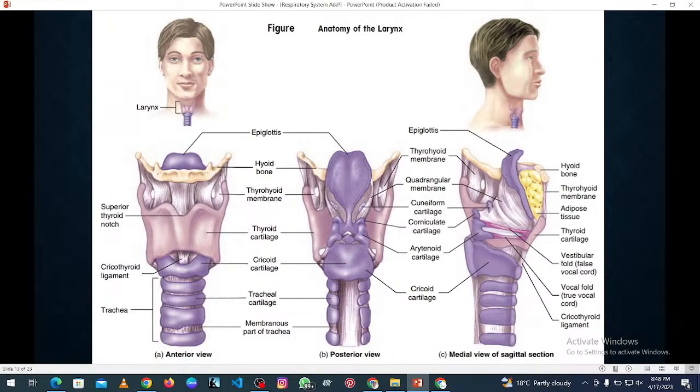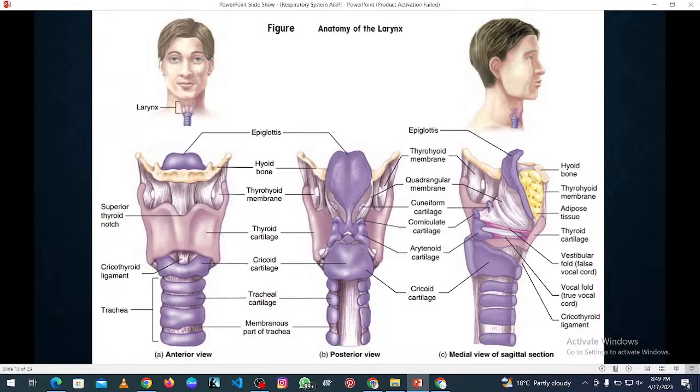Epiglottis helps to balance whether food goes into the GIT tract, or air goes into the trachea. So it helps to regulate the two, so that if it's air, it should enter the trachea, and if it's food, then it should get into the GIT.